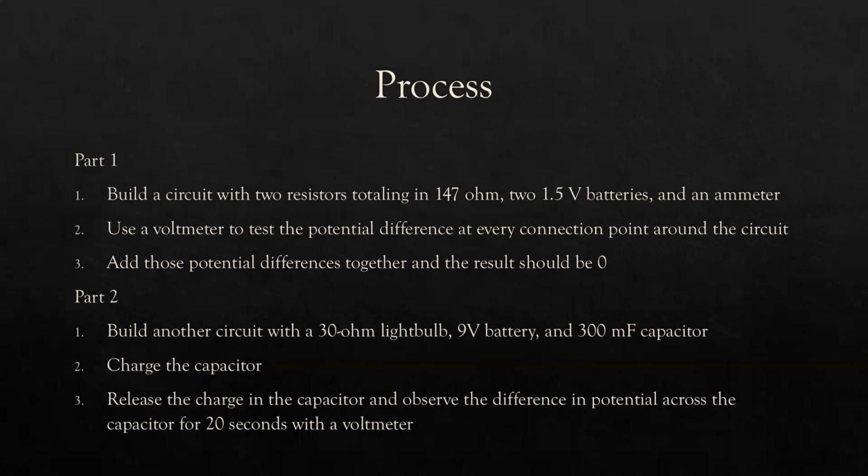0. The second part was we built another circuit with a 30 ohm light bulb, a 9.9 volt battery, and a 30 millifarad capacitor. We charged the capacitor, and then we released the charge in the capacitor and observed the potential difference, or the difference in potential across the capacitor for 20 seconds, recording it at different points. And then we created a graph with those results.